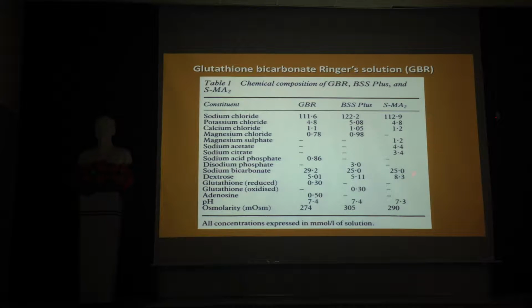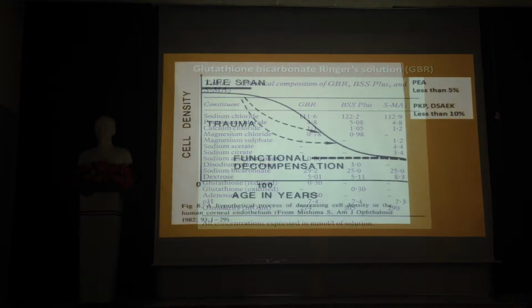BSS Plus is the irrigation solution for cataract surgery as well as vitreous surgery. This BSS Plus has glutathione, oxidized glutathione, in it. So that could enhance the corneal endothelial barrier function during the surgery. So that is the concept of BSS Plus.